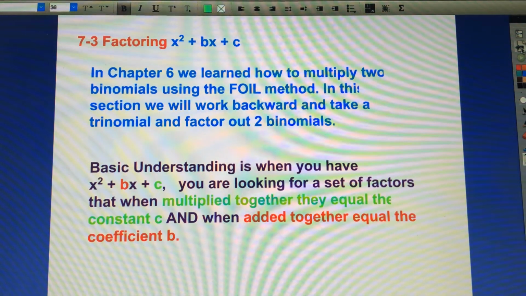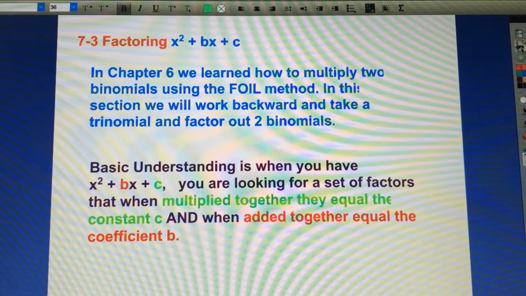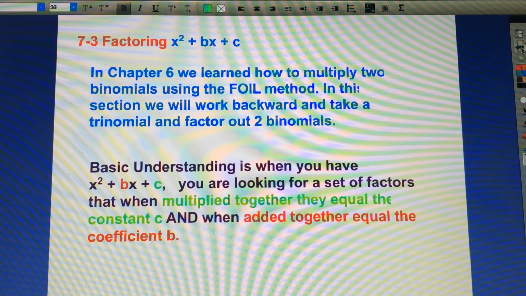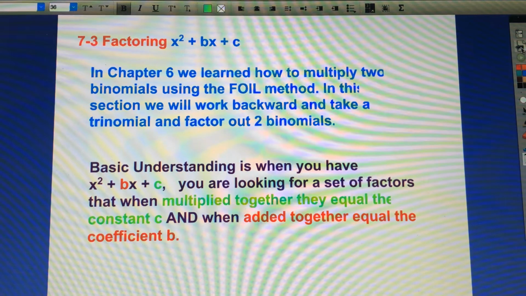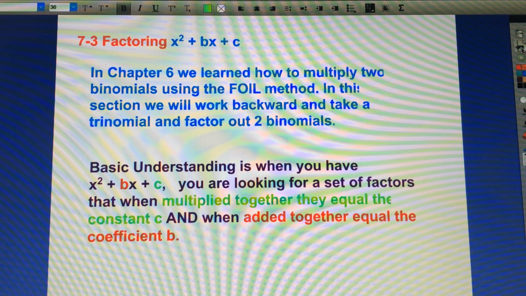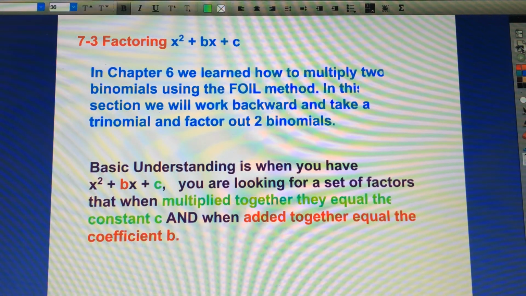All right, let's take a look at section 7-3, factoring polynomials. In chapter 6, we learned how to multiply two binomials, so two terms, using the FOIL method. And in this section, we're going to work backwards. We're going to take the trinomial that you created when you used FOIL, and we're going to factor out the two binomials. So we're just going to work backwards.